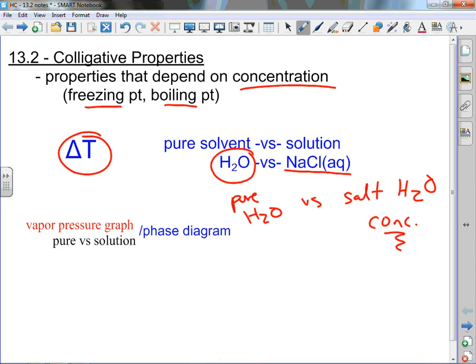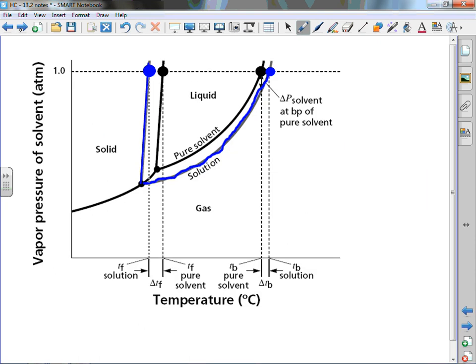So what we're going to look at is a phase diagram and how that phase diagram changes once we add another chemical. So our reference point here is water. What happens to water's freezing point and boiling point if we add something else to it? Here's a phase diagram, and this is one in your book. If you notice in the black, this is the normal phase diagram for pure water.